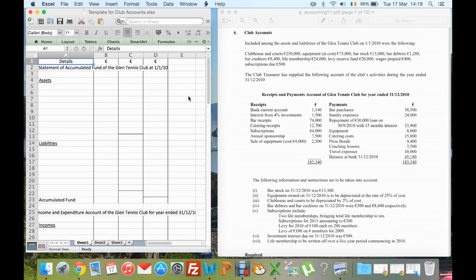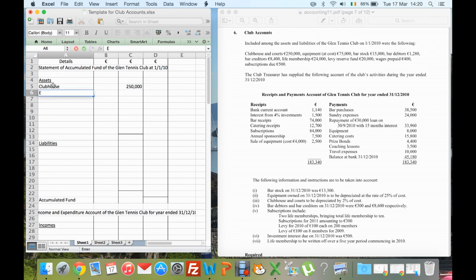And as we've done in previous questions, we're not going to add up and do our maths unless we have to. So this information here is all relevant to the opening situation. We'll do this first, and then we'll look and see if there's anything else that's relevant to the opening situation, i.e. relevant to last year or previous years. So we have Clubhouse. So it's 250.